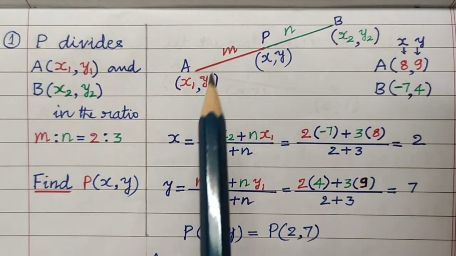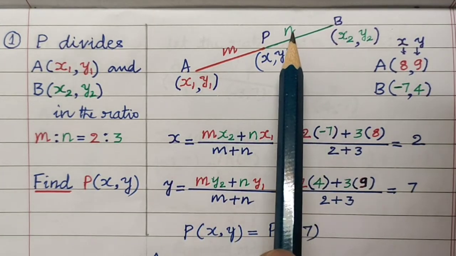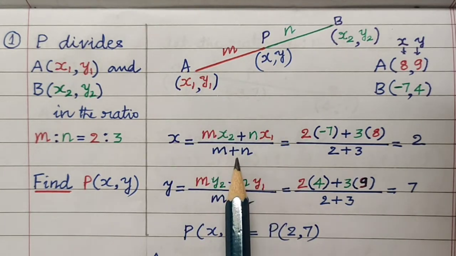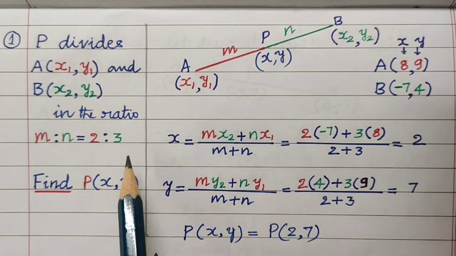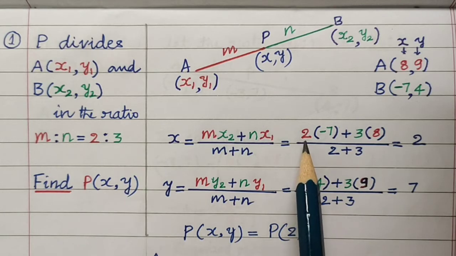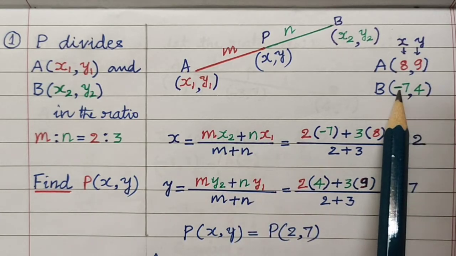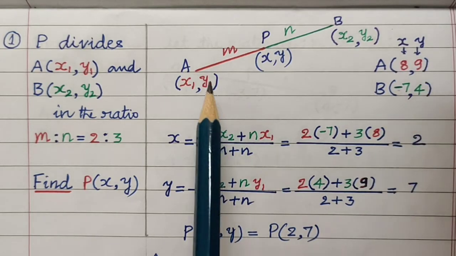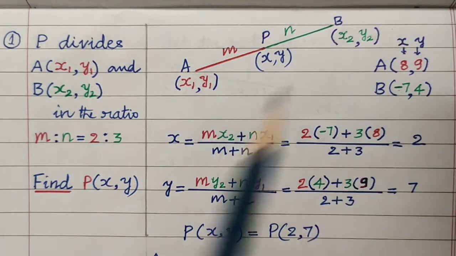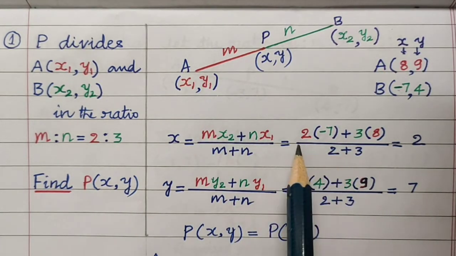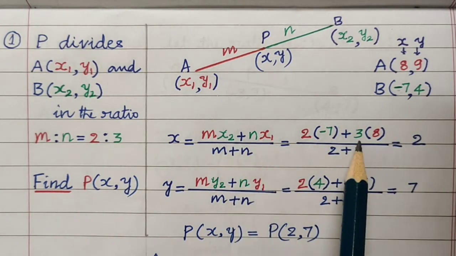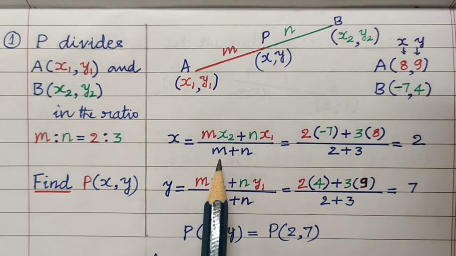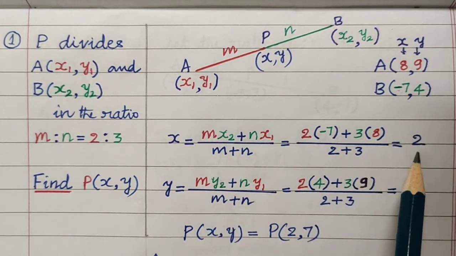We know that x is equal to m into x2 plus n into x1 divided by m plus n. We know that m is equal to 2 and n is equal to 3, as given. Substitute the values here: m is 2, x2 is -7, n is 3, x1 is 8, divided by m plus n, which is 2 plus 3. When you calculate, you get 2.